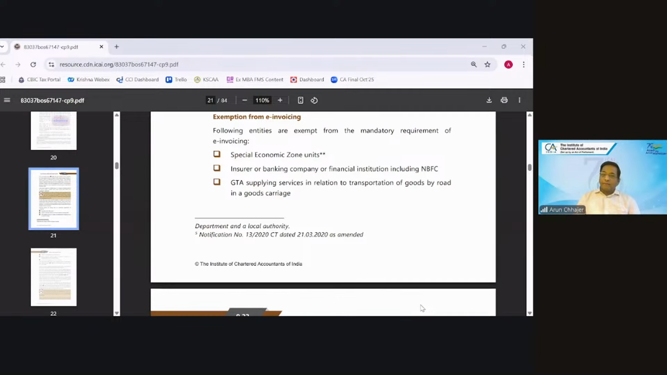Why is invoicing required? See, the second point will clarify. Invoicing is required or not? See, again, same point. These exemptions are for the outward supplies made by SEZ unit, insurance and so on. It is not talking about exemption from the recipient point of view. If they are recipient, always the supplier has to make the invoicing. If the supplier is SEZ unit, banking company, GTA, etc., then e-invoicing is not applicable.